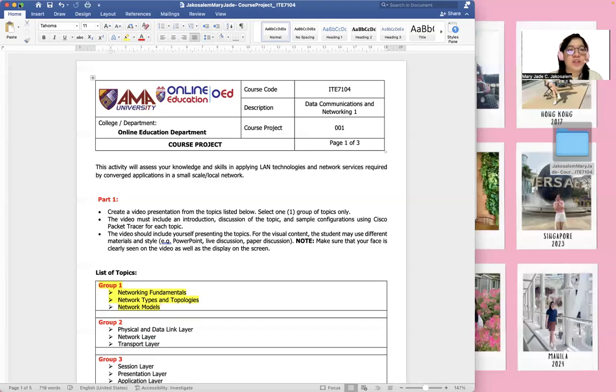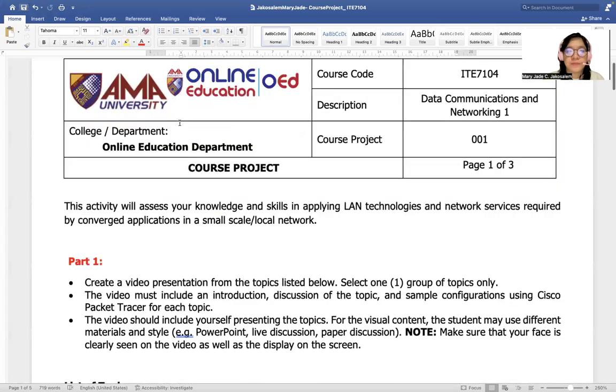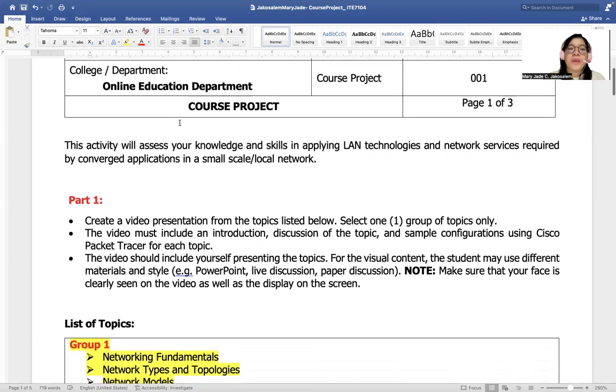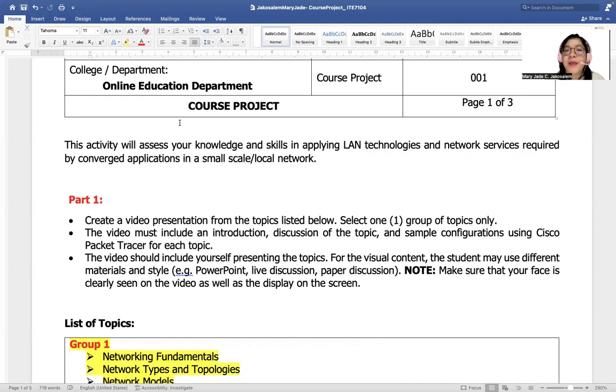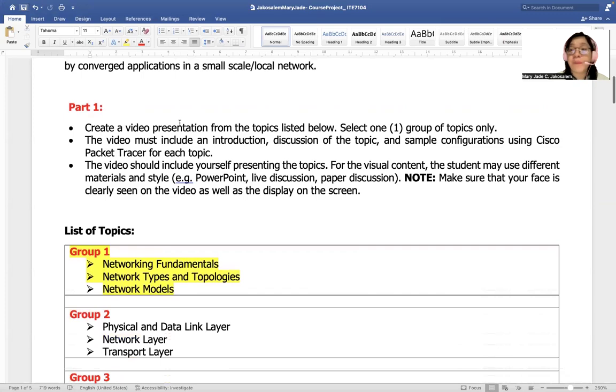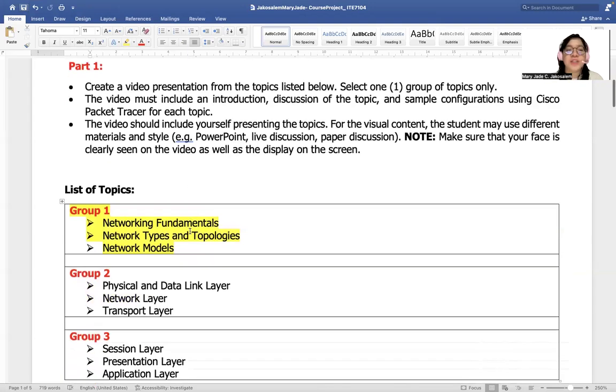Okay, these are the instructions. So this activity aims to assess my knowledge and skills in applying LAN technologies and network services required by converged applications in a small scale or local network. So for part 1 of this project, I am required to create a video presentation from the topics listed below. These are the topics.